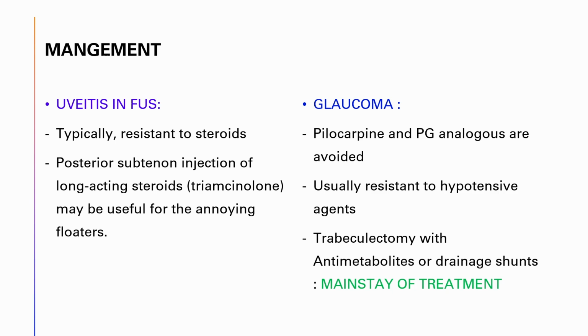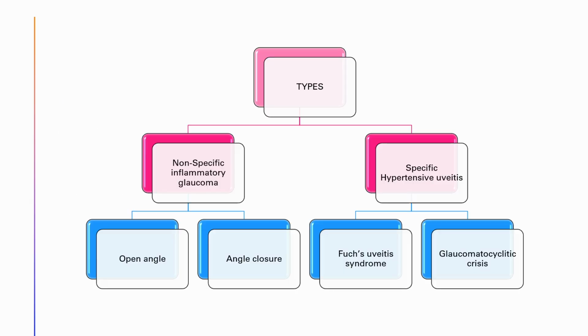Uveitis in FUS is typically resistant to steroids, but posterior subtenon injection of long-acting steroid like triamcinolone may be useful in cases of annoying floaters. Management of glaucoma comprises trabeculectomy with antimetabolites or drainage shunt, which stays as the mainstay of treatment. Pilocarpine and PG analog should be avoided as they may precipitate the attack.